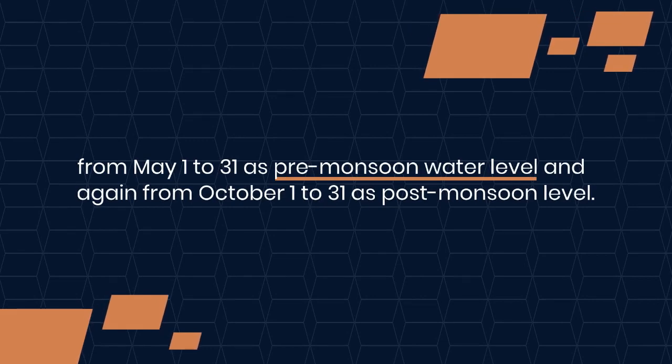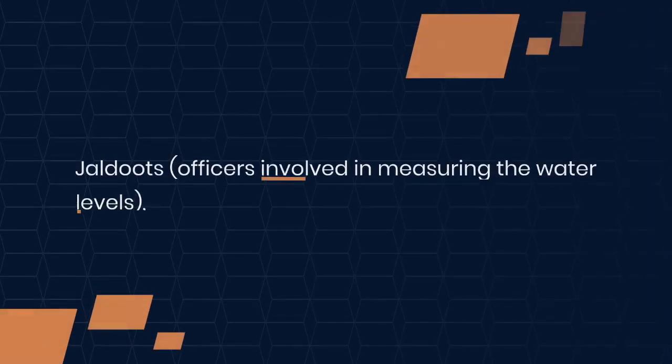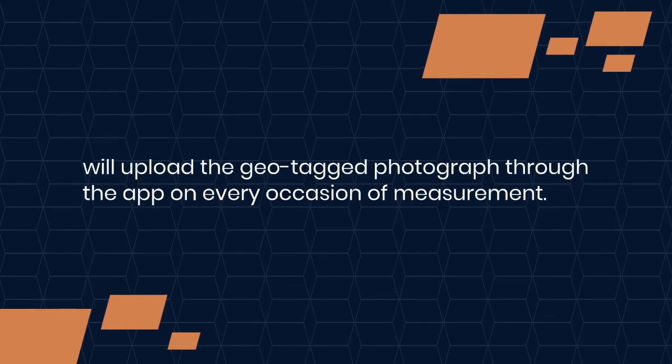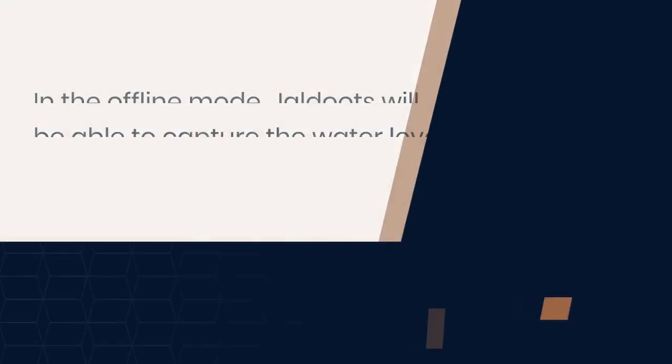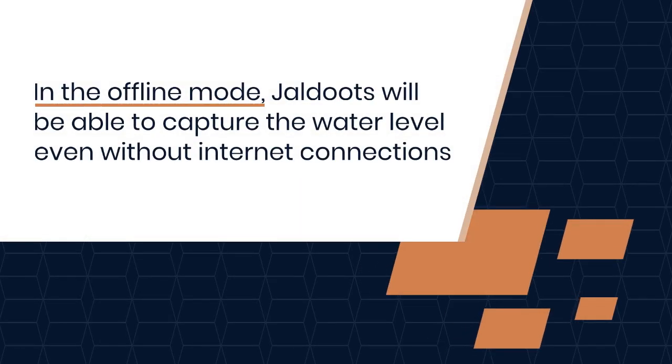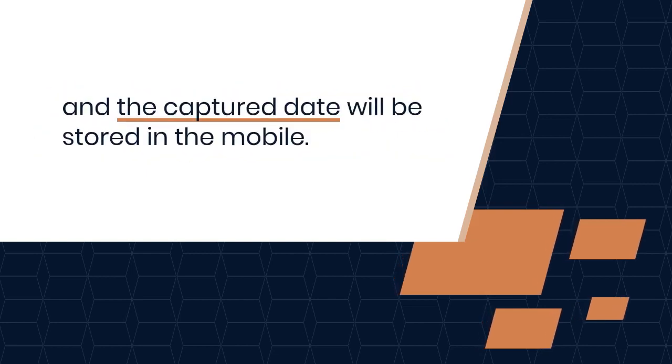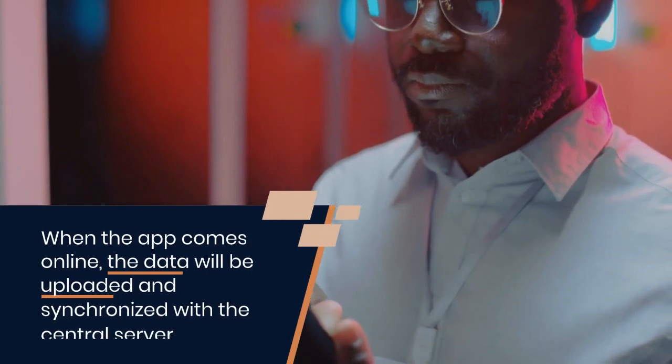The water levels in open wells will be measured twice a year, from May 1 to 31 as pre-monsoon water level and again from October 1 to 31 as post-monsoon level. JALDOOT's officers involved in measuring the water levels will upload the geo-tagged photograph through the app on every occasion of measurement. The application would work both online and offline mode.